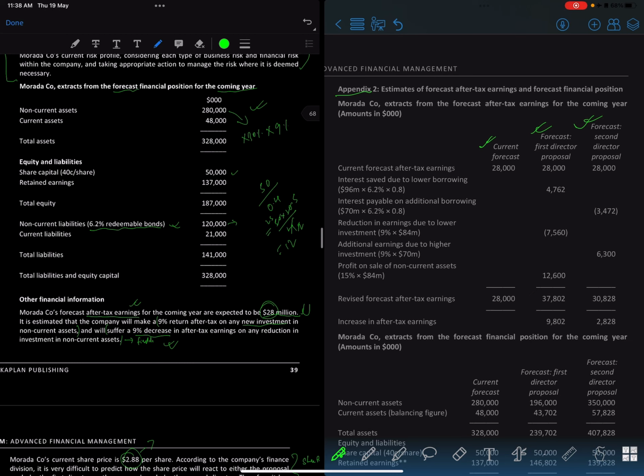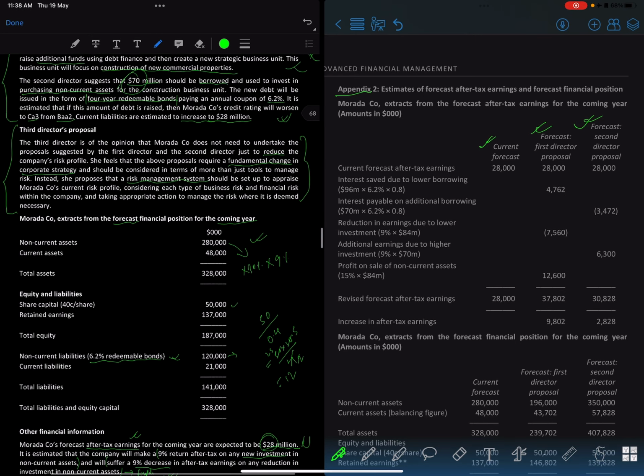Let me just calculate that as well. 280,000 times 0.3 is 84,000 times 9%, so 7650. Similarly, for the other thing, a 9% decrease, that's what we calculated. What about any new investment? How much are we investing? 70 million, is it?